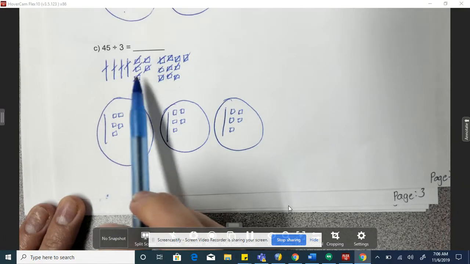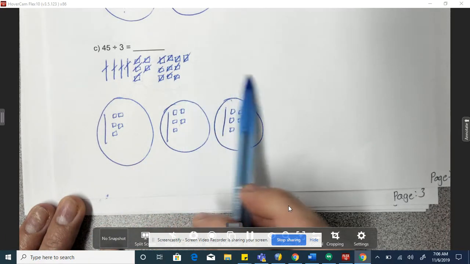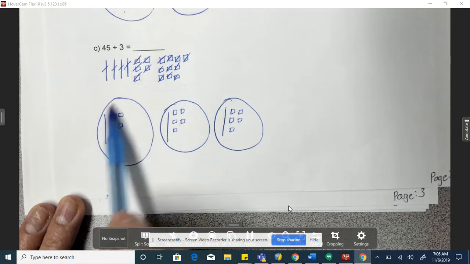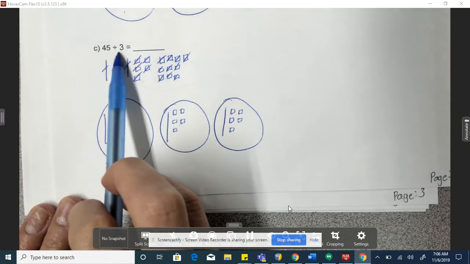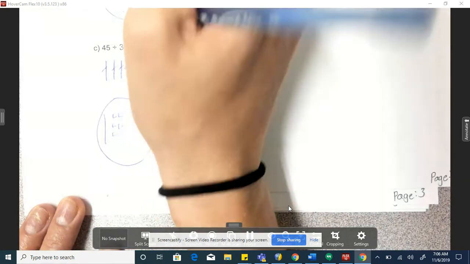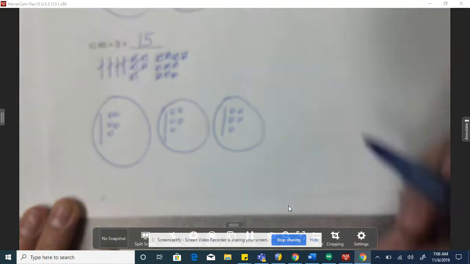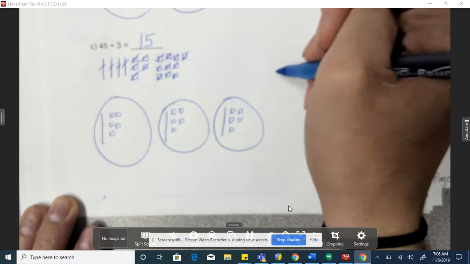So now that I have no more ones, I know my remainder is 0, and I can count how many cubes I have in just one group. I have 1 ten and 5 ones. So my answer to 45 divided by 3 is 15. My quotient is 15. I can check my work with a bar model.